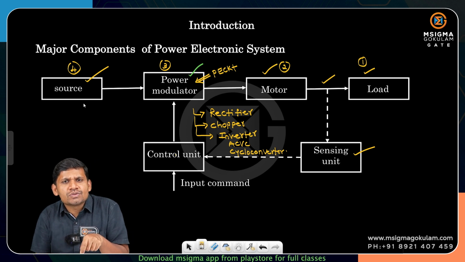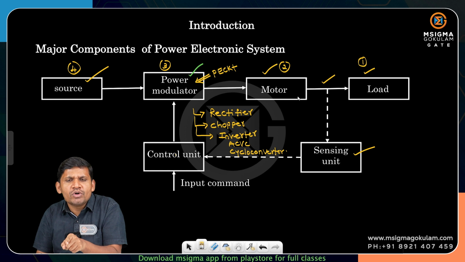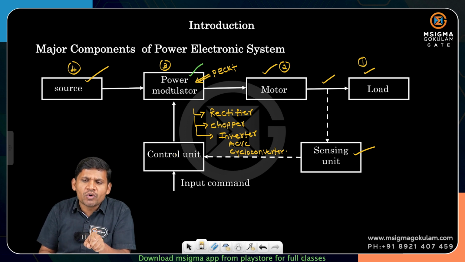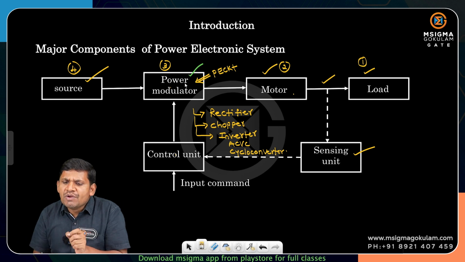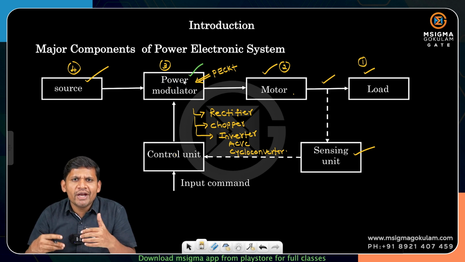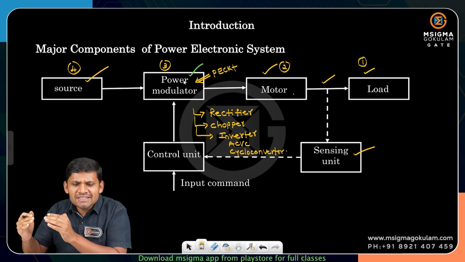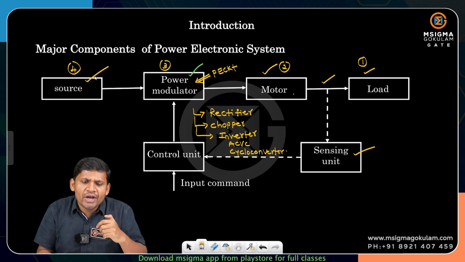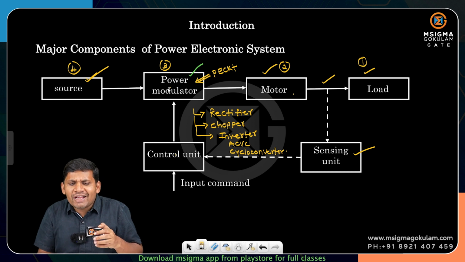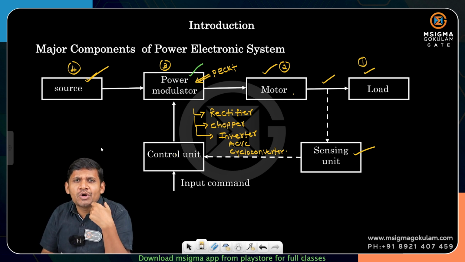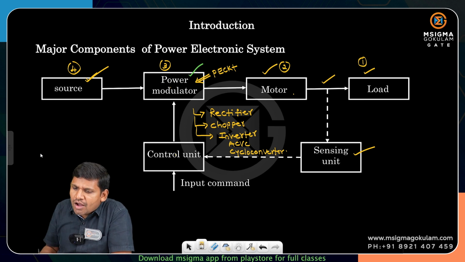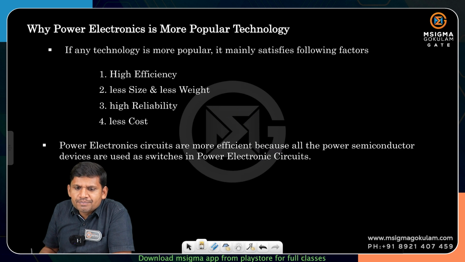Directly don't select the source, because based on the load only you select the motor. Based on the motor only you select the power modulator. For example, for a DC motor, the output of the power modulator must be DC. If it is an AC motor, the output of the power modulator must be AC. Based on the power modulator only you select the source. For example, if I am using a rectifier, then the source is AC. If I am using an inverter, the source is DC. If I am using an AC voltage controller, the source is AC. Okay, like this you have to select. These are the major components of the power electronic system.